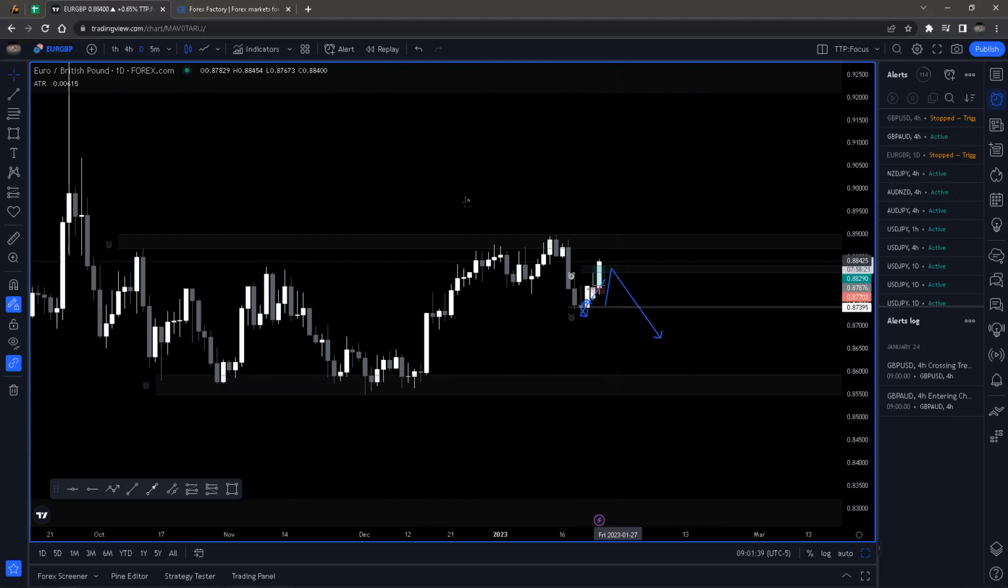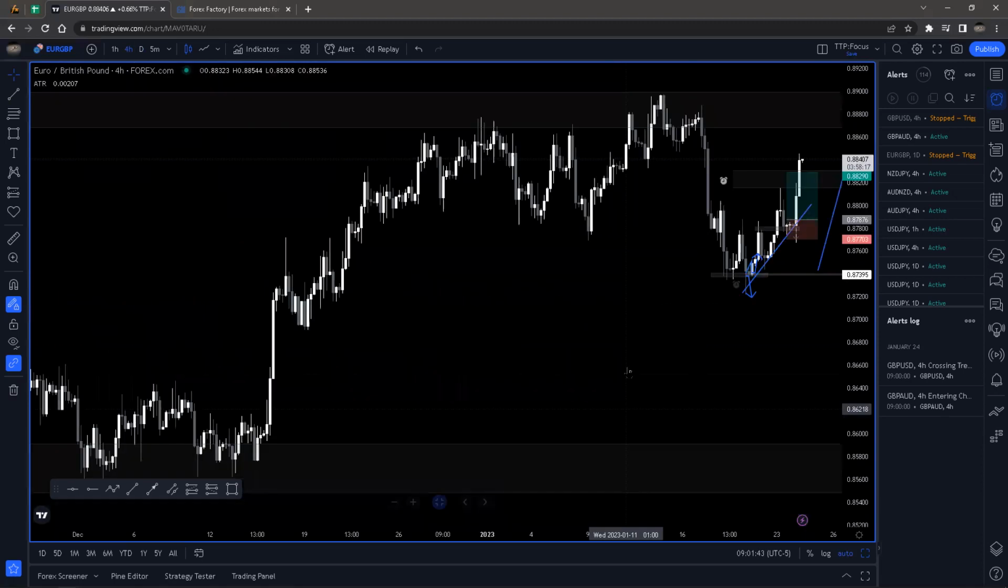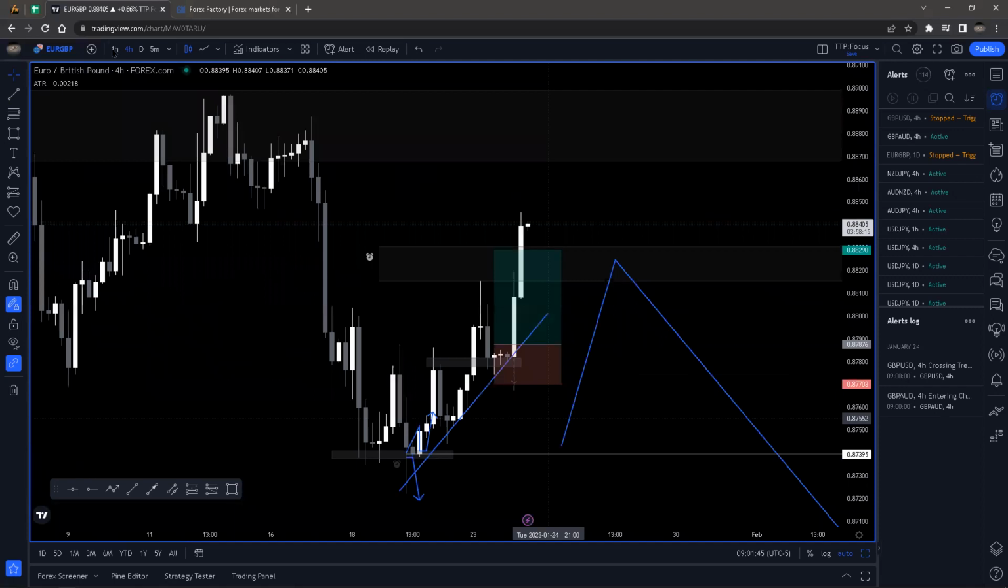In that process, waiting for it to come up, I was looking at the uptrend on the 4 hour, 1 hour, even better.